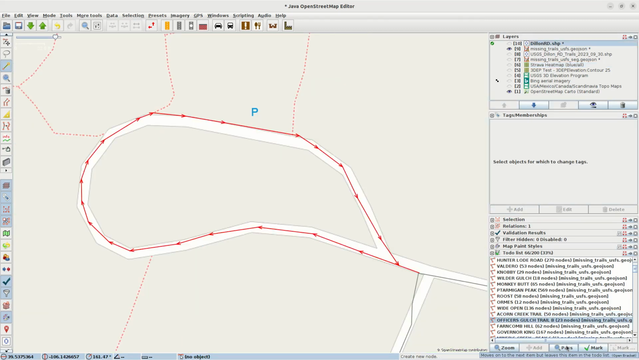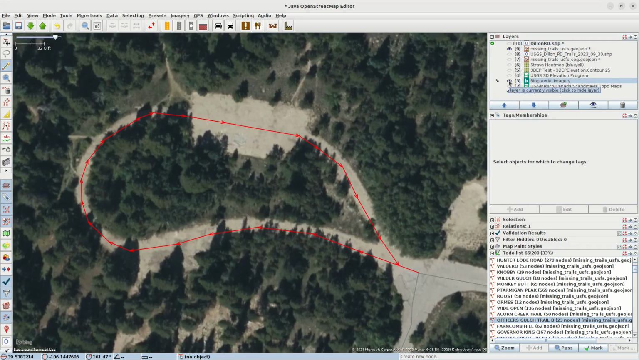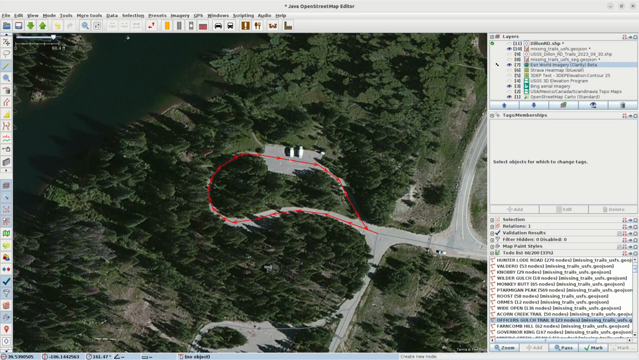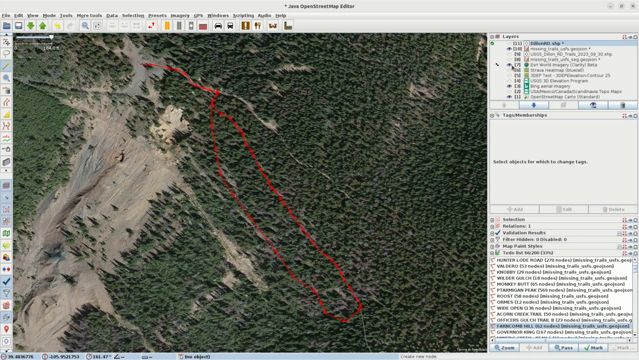Officers Gulch Trail. This is another case where a road is depicted as a trail. This is just the parking lot for the trailhead. And it's not a trail. Here's a different imagery source. So we actually see people are parked there. As I told you, it is a parking lot. It's just the access road. It's not a trail.